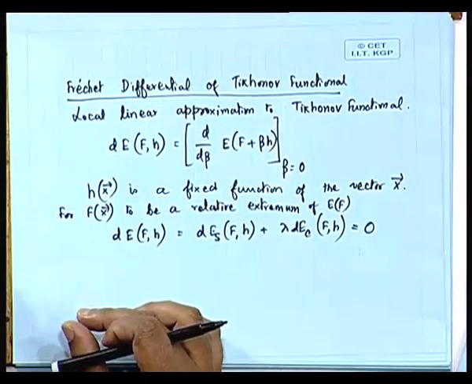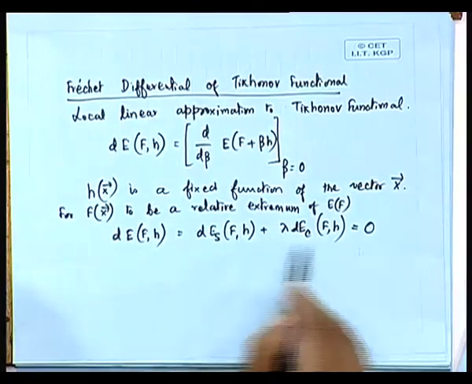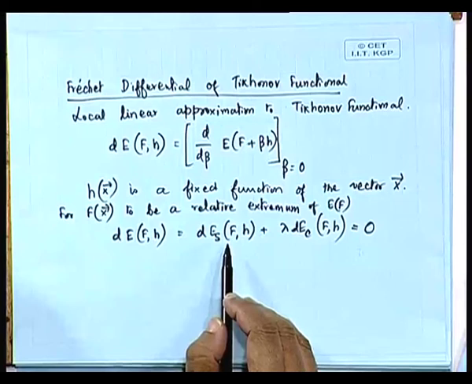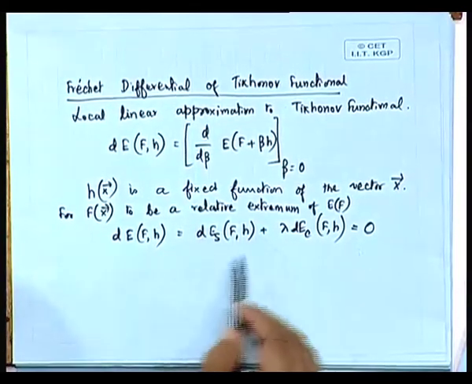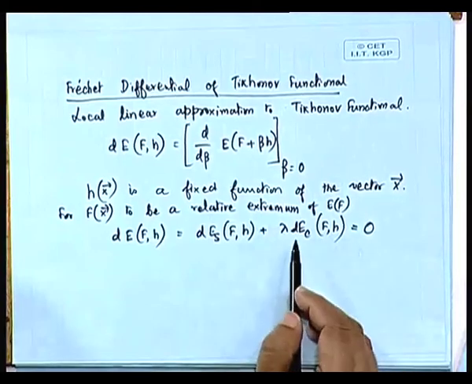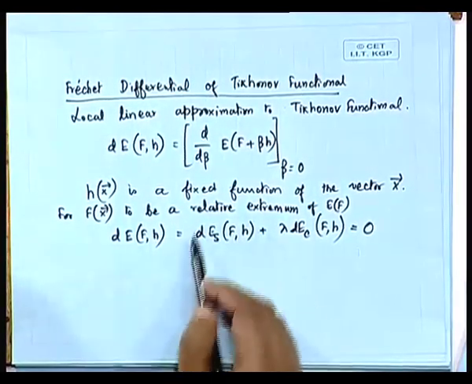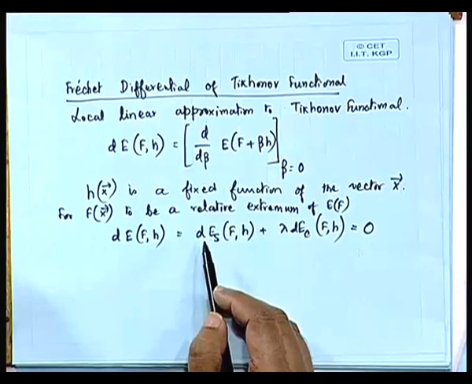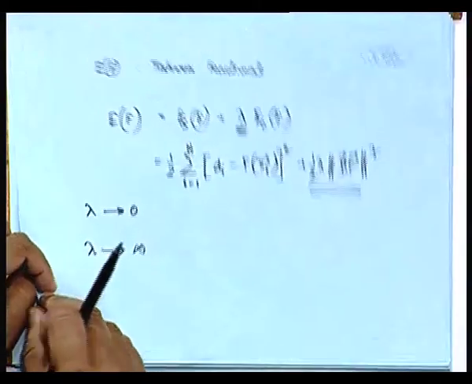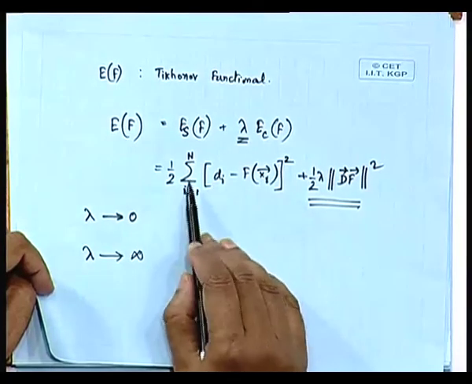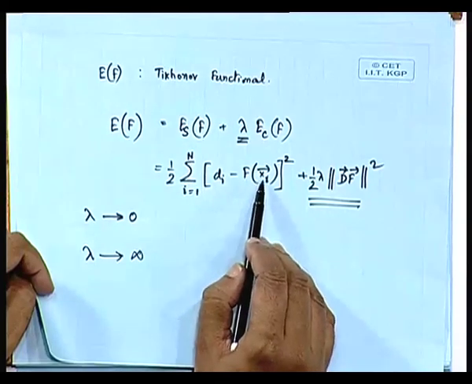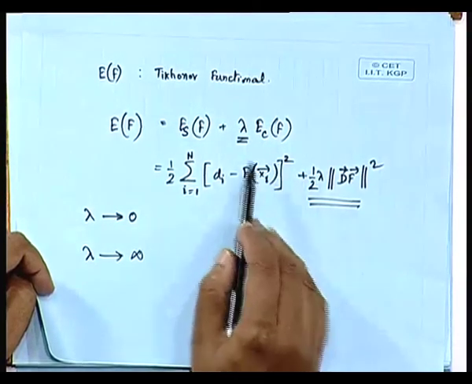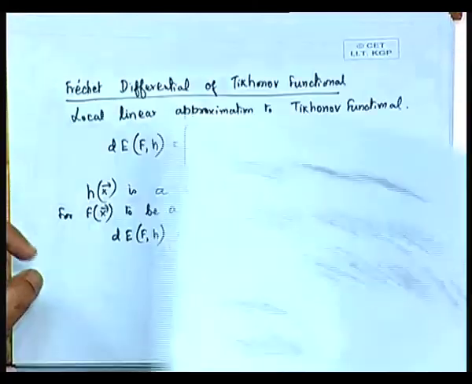So, now that we have got two terms, the differential DES and the differential DEC, we can attempt to solve for DES and DEC separately. We can write down the corresponding differential expression for that, because ES we know very well is expressible by this equation, that is to say half times summation i equal to 1 to n of (d_i minus f of x_i), this whole square. So, this is the expression for Es of f.